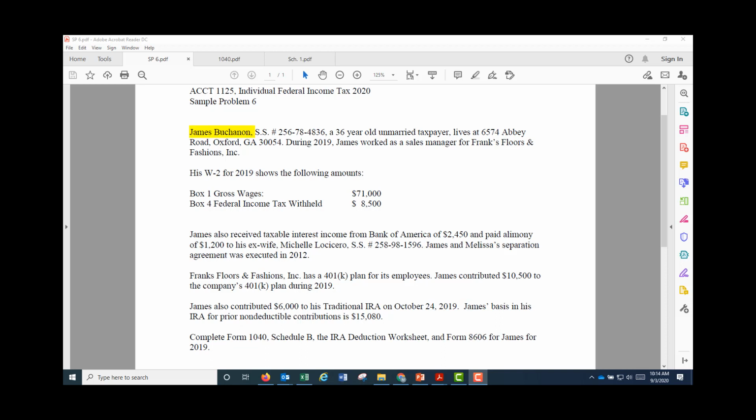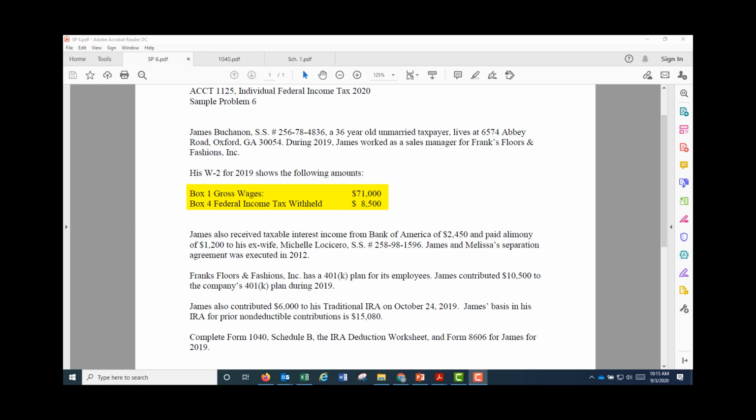James Buchanan, a 36 years old unmarried taxpayer, lives at 6574 Abbey Road in Georgia. During the year, James worked as a sales manager for Frank's Floors and Fashions Inc. His W-2 is provided by his employer, which shows he received wages of $71,000. That goes on where? Line 1 of Form 1040.